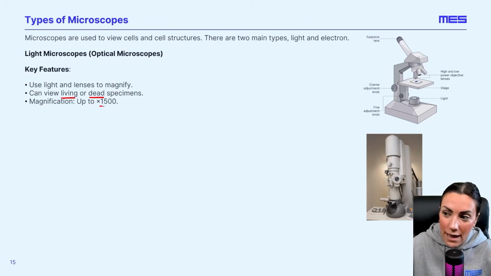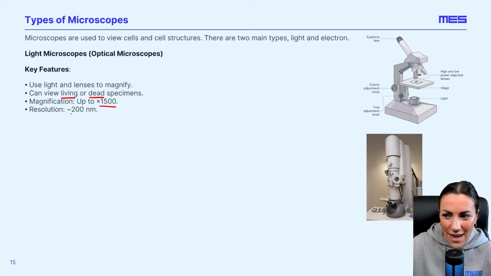I've given you the number here, up to maybe 1,500 times bigger. But you just need to know it's lower than the electron microscope. The resolution is also lower. Remember, the resolution is the ability to distinguish between two objects as separate objects. The resolution is going to be lower than the electron microscope.